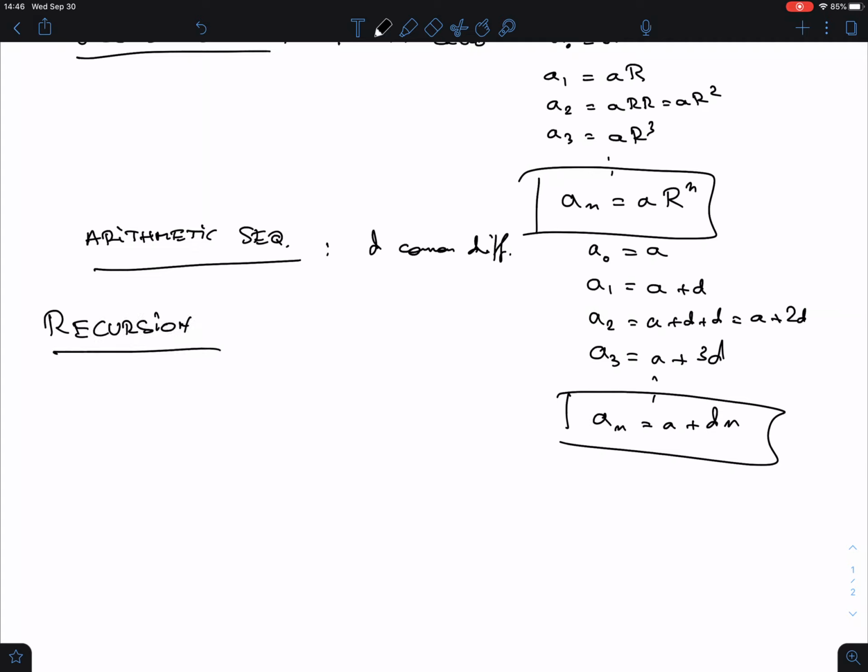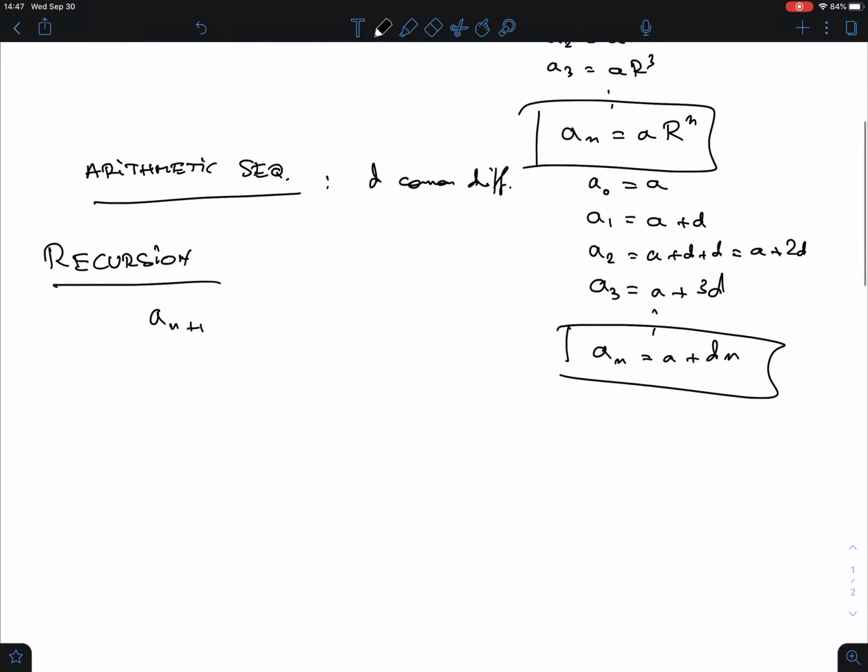So recursion, recurring, the same thing keeps recurring over and over, but what it means is a recursion is where a sequence, a_n or a_(n+1), is determined by a rule about the previous element. And it might even be that it's not just the previous, but the last two elements, or the last three elements. Okay, so let me give you an example. So this would be an example of a recurrence relation.